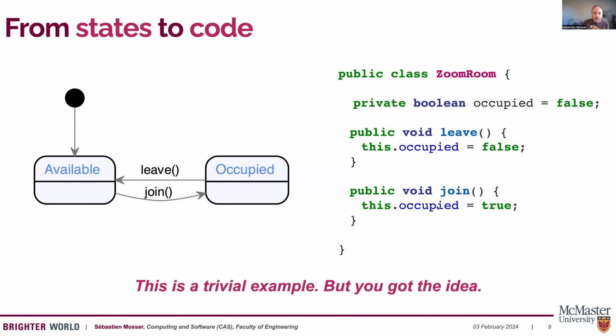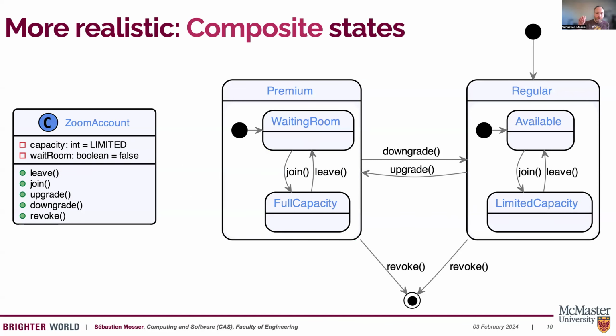So if we think in terms of something a little bit more complex, just to show you that states can actually be a little bit more complex, instead of looking at the Zoom room, which would be available or occupied, we can look at the Zoom account. A Zoom account can be regular, and if you're regular, you basically can only host 45 minutes conference calls, and you're limited in terms of capacity. You can have more than 100 capacity, top of my head, something like that.